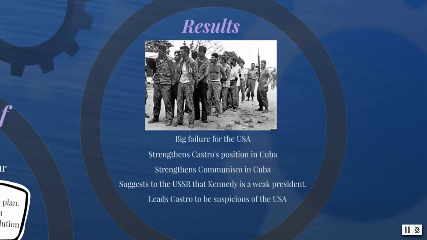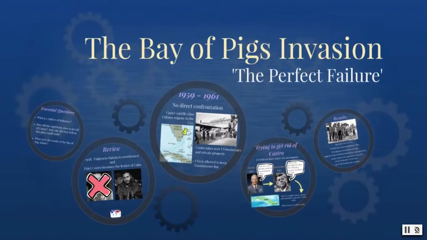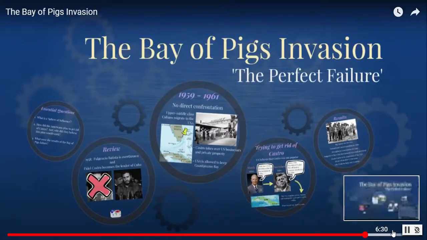So Castro begins to ask the USSR for help and weapons, which would eventually come about, and we will see the effects of this in our next video. So that's the Bay of Pigs invasion. As you can see, it was the perfect failure.